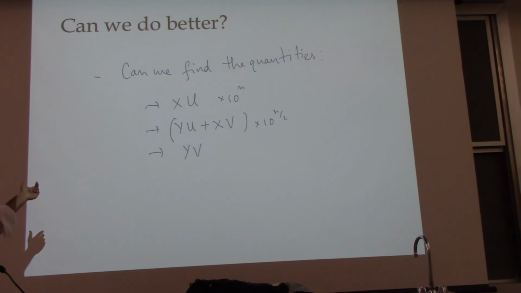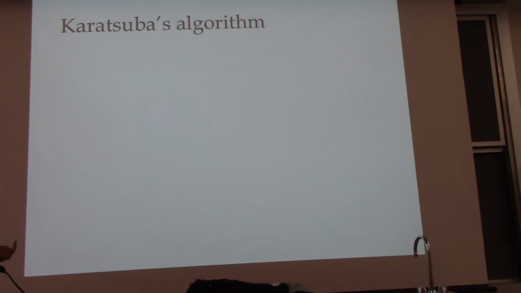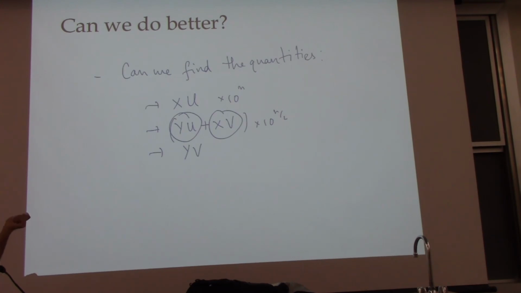So I don't literally need you to find yu and xv. All I need is the sum. So there's some clever way in which I don't compute these quantities individually, and somehow I can get all of these 3 quantities. Then I would be in much better shape. And this is what Karatsuba had observed. Since we don't have time, I won't go into how you get this, but it is a very simple algebraic manipulation.